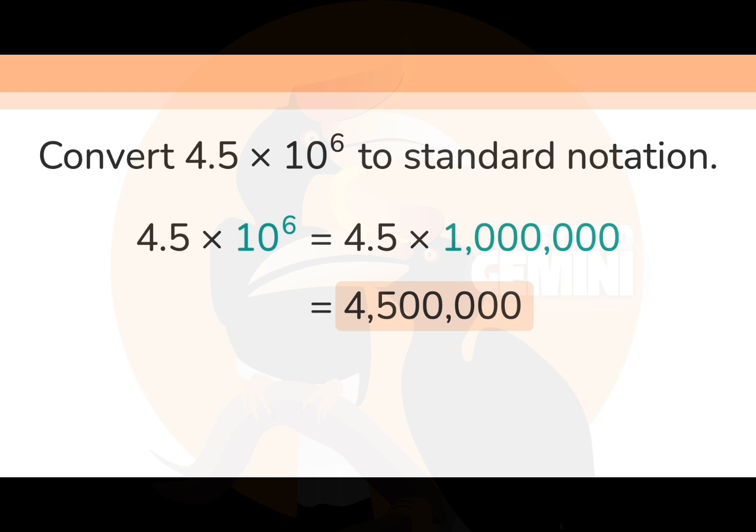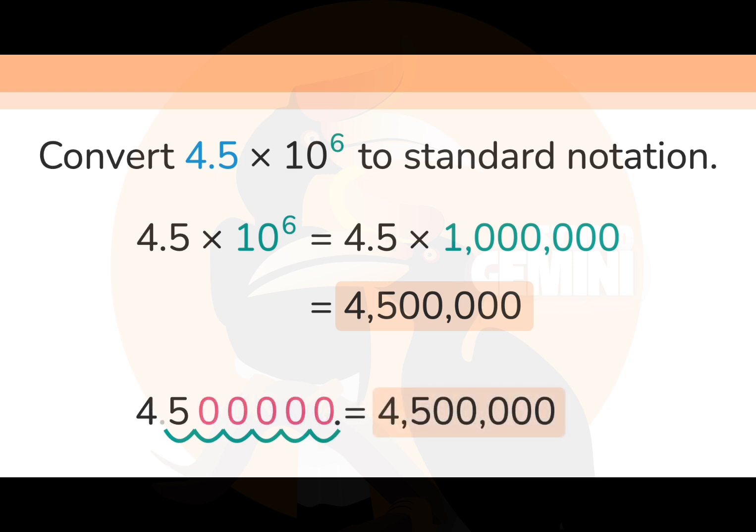Our first step is to start with the number before the times 10, 4.5. Next, we look at the exponent. Because the exponent is positive 6, we will move the decimal point 6 places to the right. We will then fill in the empty spaces with 0. We got the same answer of 4,500,000.